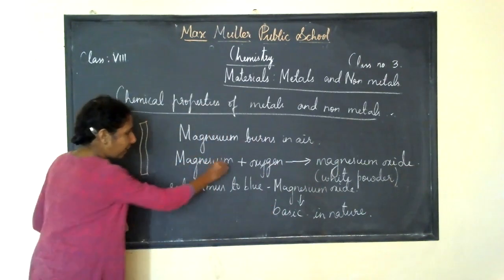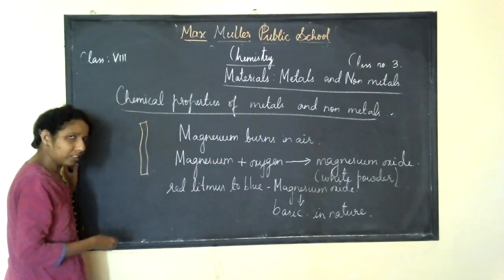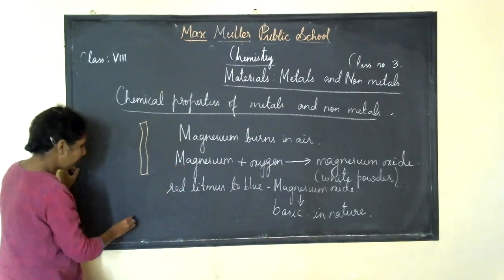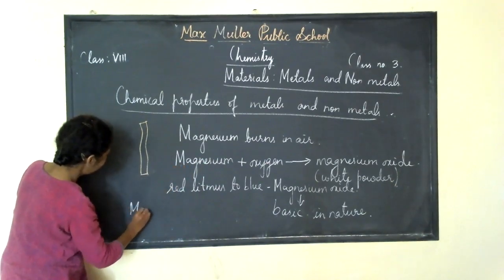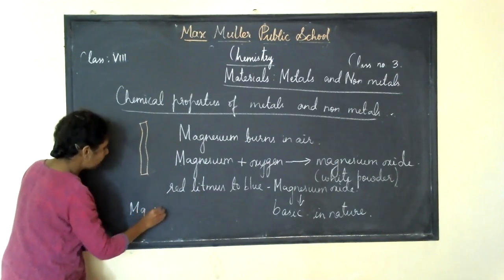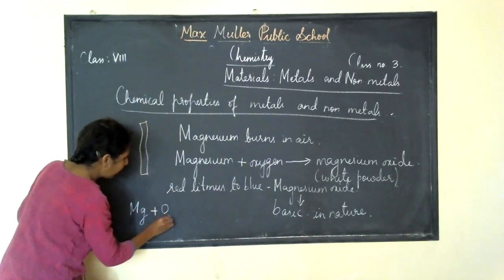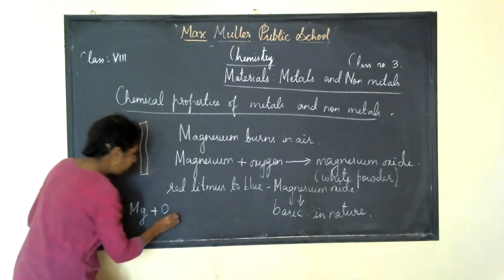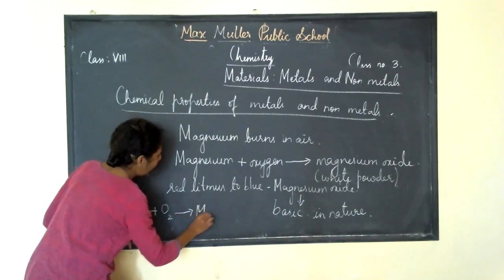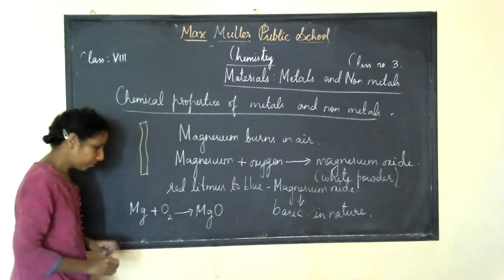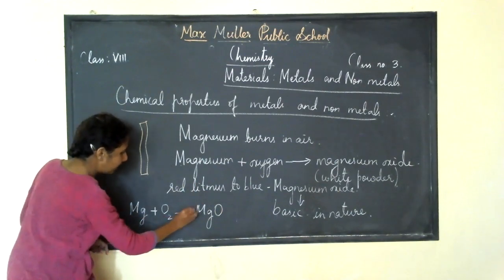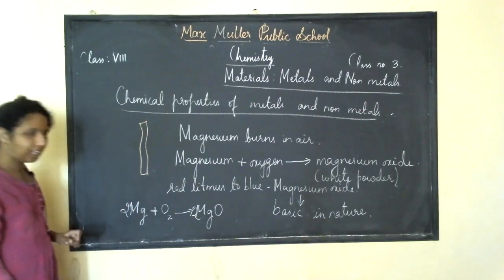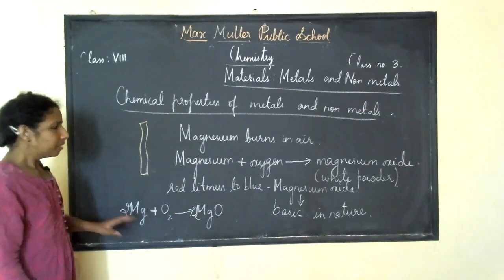Okay, how do you write the reaction? This is the word equation, isn't it? Chemical equation: Mg plus oxygen. We don't write O, we always write O2. Remember, we never write O. We write O2. Magnesium oxide, MgO. The reaction is not balanced. Don't worry about balancing the reactions. Time is there, I will teach you. Did you people understand this?